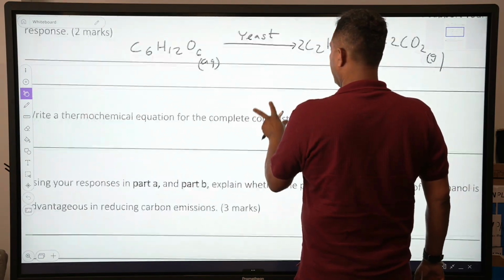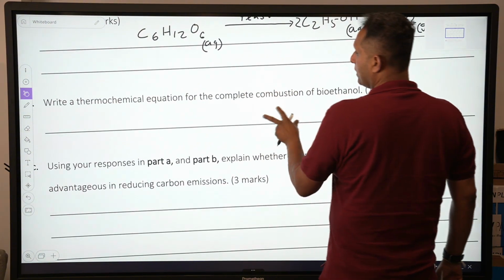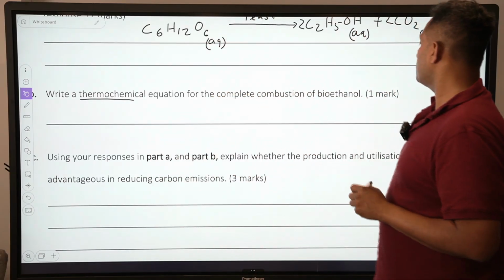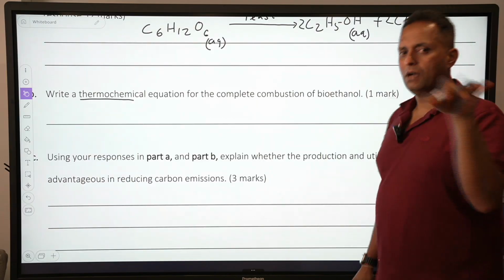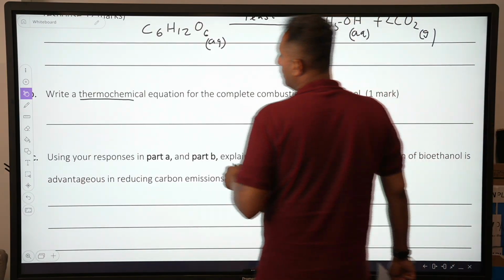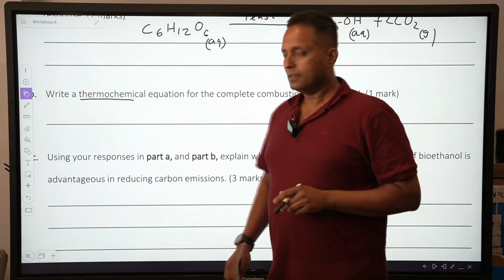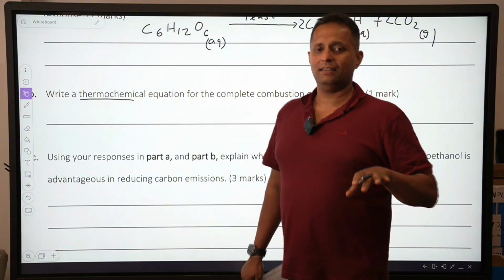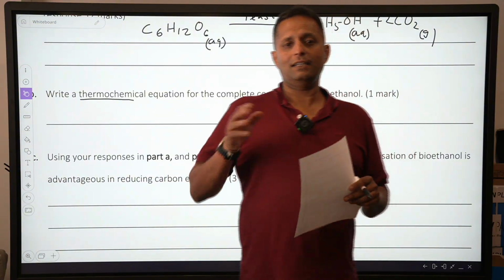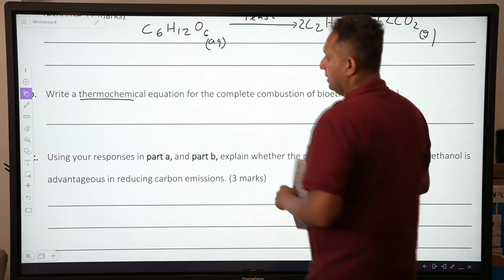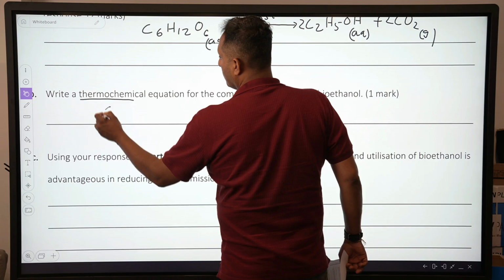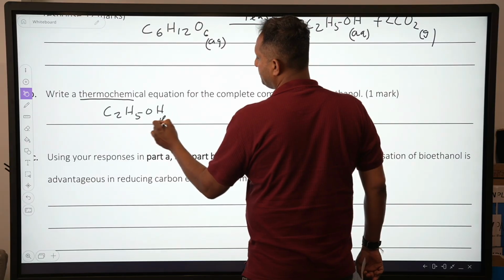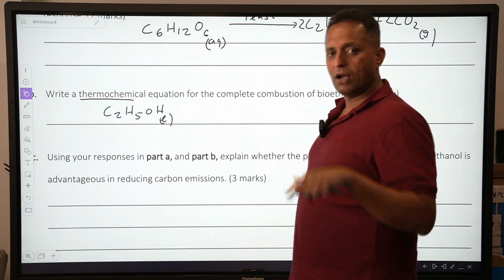Write a thermochemical equation for the complete combustion of bioethanol. Ethanol, same chemical formula. In this case it is really important that you put the right state. A thermochemical equation is written under standard conditions, so it's room temperature. Ethanol is a liquid. Don't write aqueous, you get 0 marks.